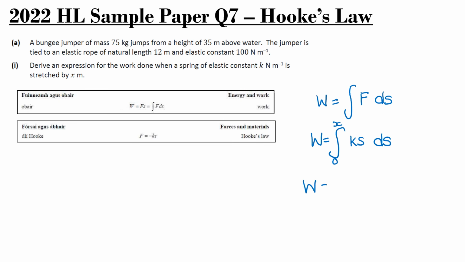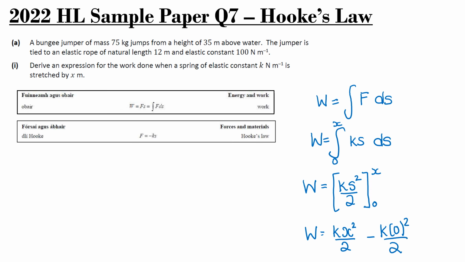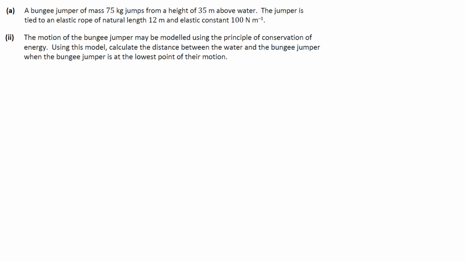So that allows us to get ks, add 1 to our power, divide by our power, and we're going to evaluate that between 0 and x, which gives us kx squared over 2 minus k times 0 squared over 2, which gives us work is equal to kx squared over 2, and work is measured in joules.